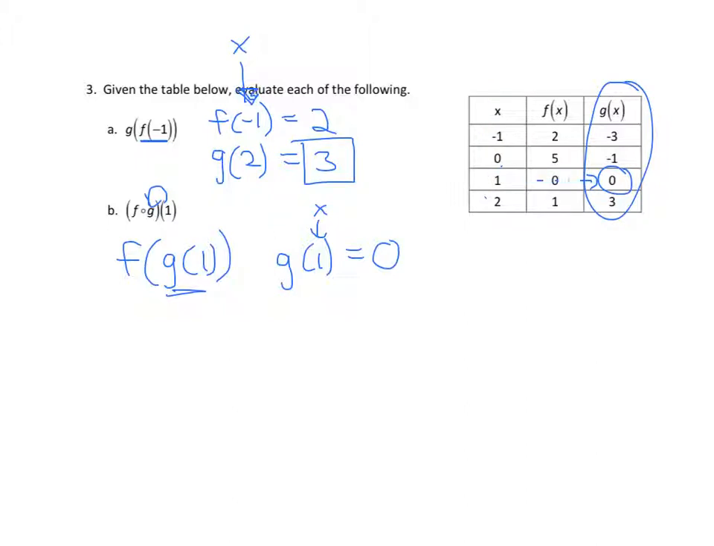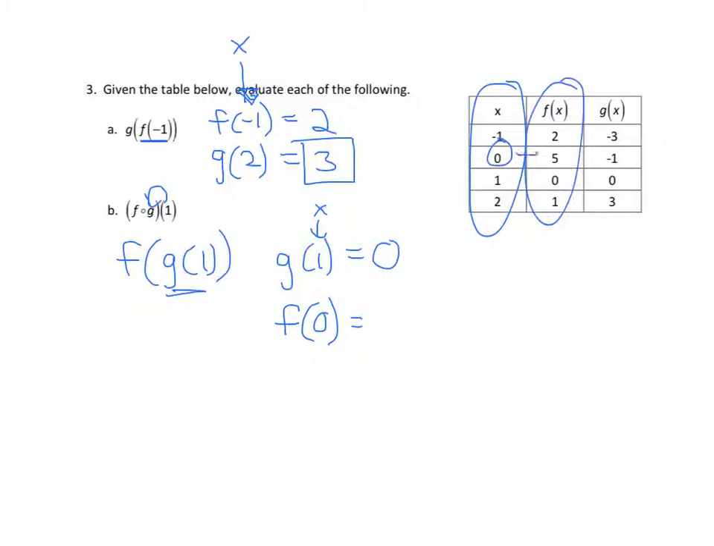Now 0 becomes my new x that gets plugged into the outer function. So now I'm going to plug 0 into f of 0. 0 is my x, so I go to the x column, I find 0, and then I go over to my f of x column and find the function value that goes with it, which is 5, and that's my final answer.